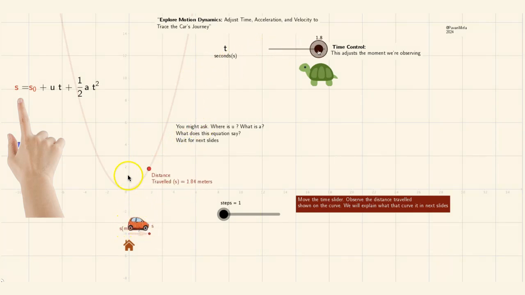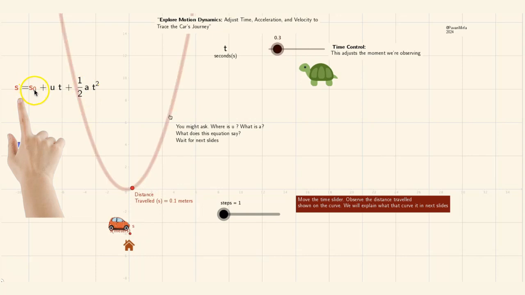U is our initial velocity, A is acceleration, and S0 is the starting position. We will cover all these in the next slide. Let's go.